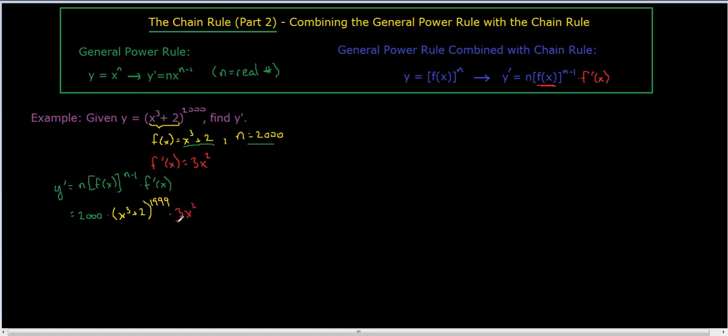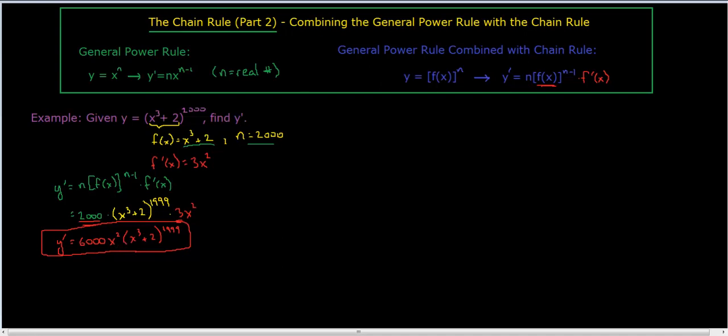We can combine a little bit here, if we like. We can multiply this a little. 2000 times 3 is 6000. And I'll bring the x squared out in front, times x cubed plus 2 to the 1999. And that's about as far as we can go for y prime. Don't really need to expand that. This is a nice simplified version.